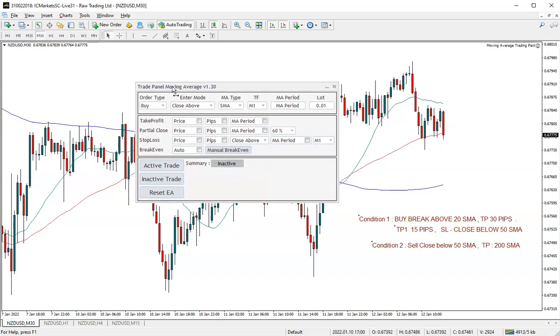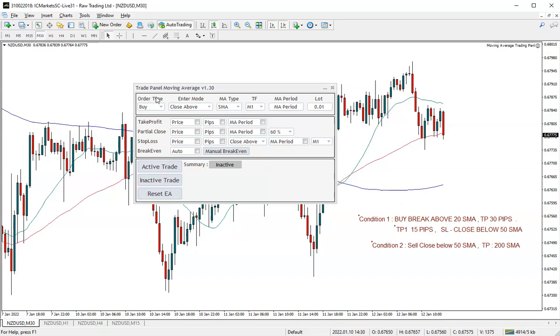Now let's start entering these settings in my trade panel. Now here we have order type. I'll set buy. Enter mode is close above the 20 moving average. MA type SMA. You can also set EMA, but normally we use SMA, so SMA is default. Now time frame we have to set 30 minute. Which period we want, like which moving average we want to use as entry? It's 20. So the price goes above 20 MA, the candle will close and we will have a buy setup.